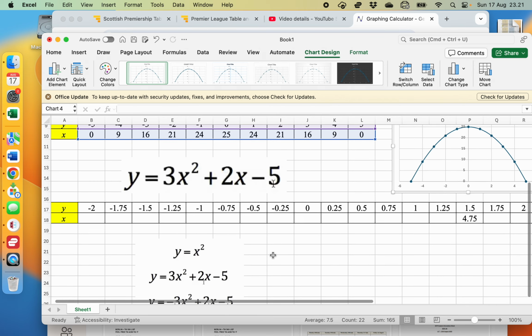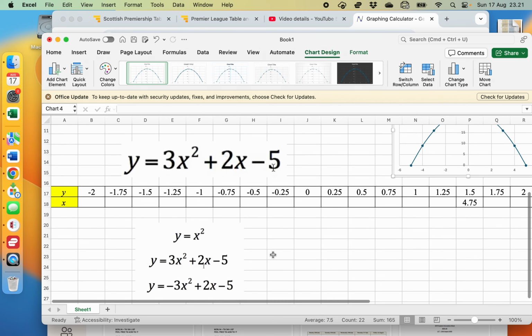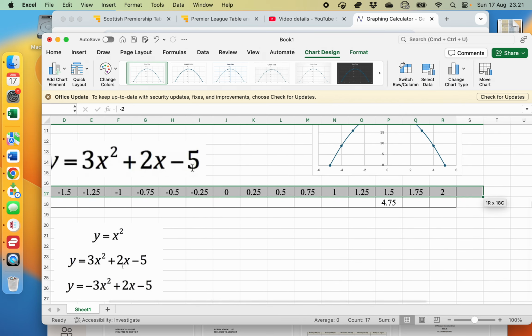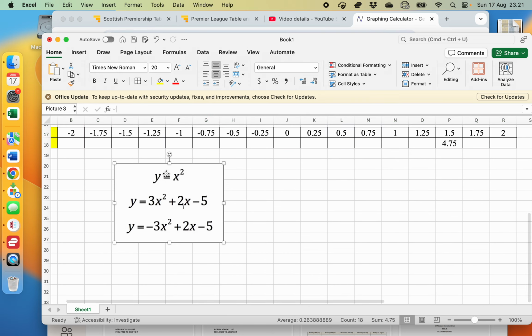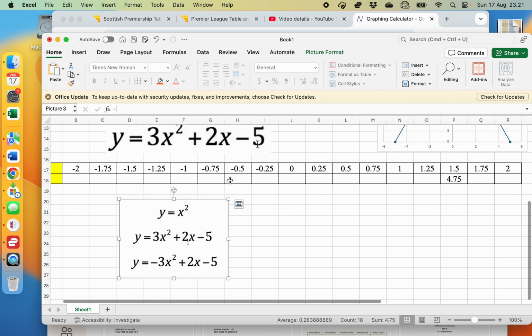So have a go at filling in the missing values in the table there and generating the graph. Have a go at doing the same for the other functions here. The middle one is the one you've just done there. And then move on to the second video where the formal notes for the first chapter can be found.